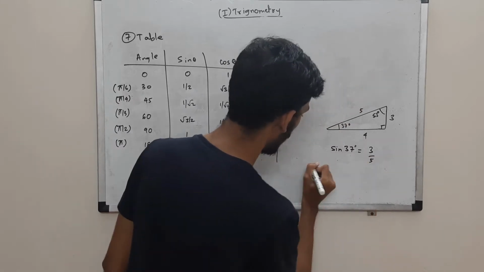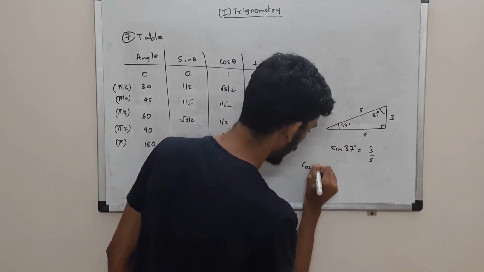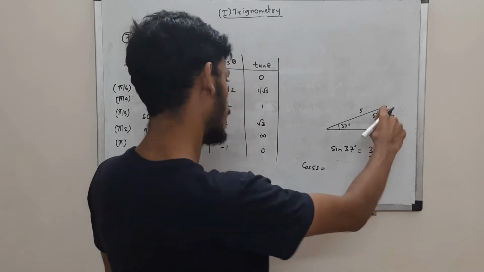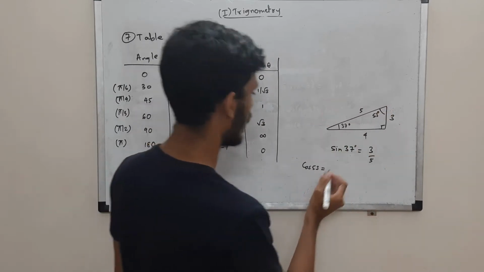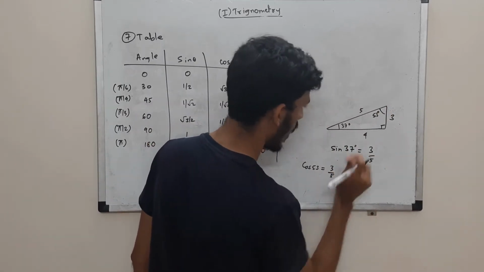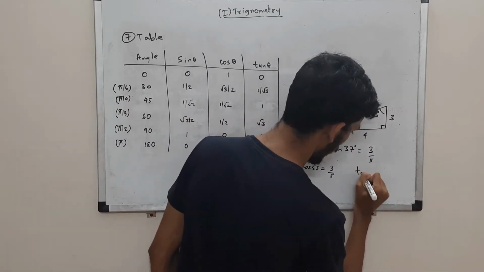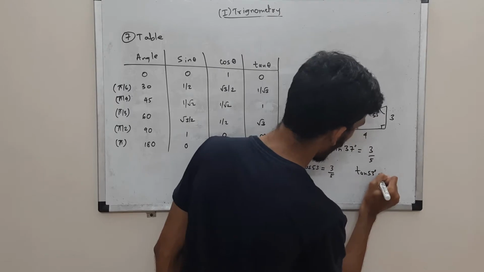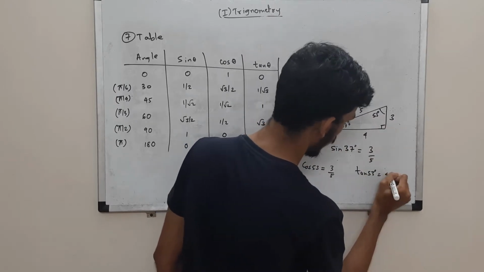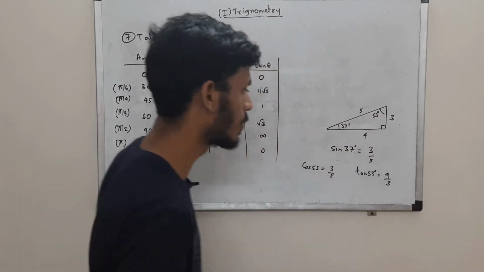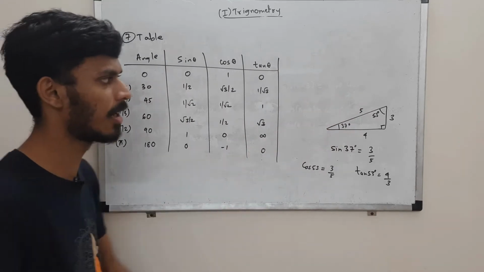You may be asked for cos of 53 also from this triangle. Cos of 53 will be 3 by 5 again, adjacent upon hypotenuse. This is opposite upon hypotenuse. Tan of 53 is opposite upon adjacent, so 4 by 3. So this is a special triangle that you should remember.